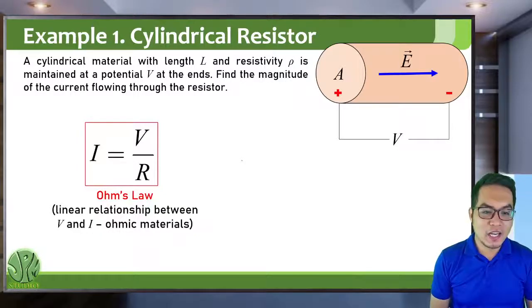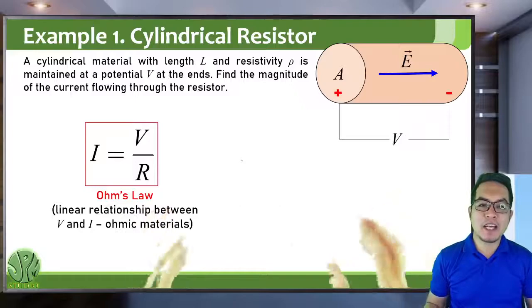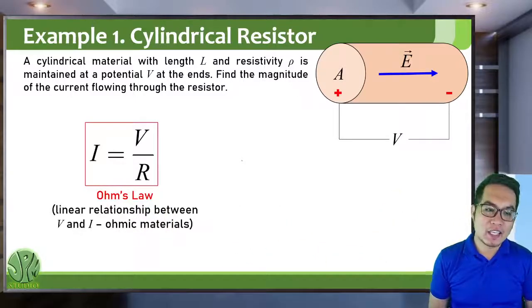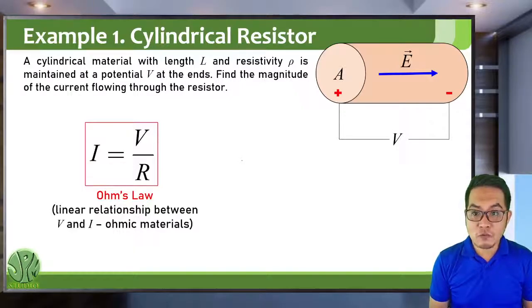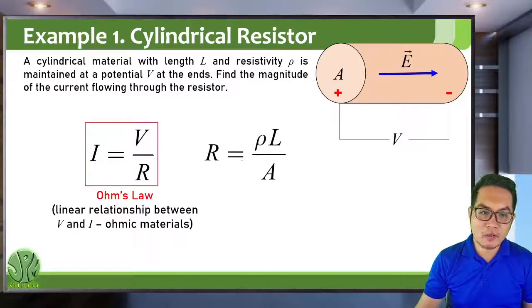So there's a linear relationship between voltage and current, and if the relationship between the voltage applied to a material and the current flowing through a material is linear, then that material obeys Ohm's law, and usually we call that material an ohmic material. So in this case, R is rho L over A.